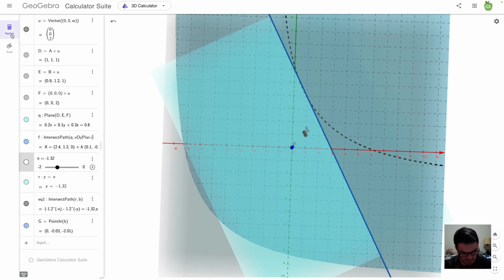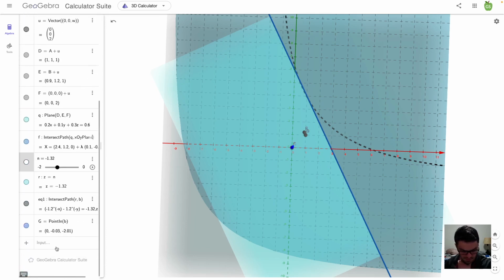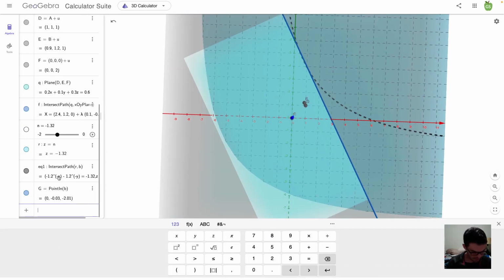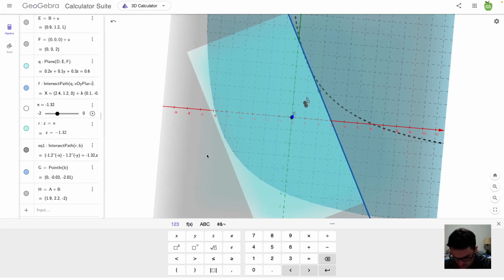Actually, there's a couple ways to do this. Basically what we want to do is add and subtract a certain amount of these A and B, right? So let's just do A plus B. Let's see where that gets us. So there's H right there. And what we want to do is move H over here.